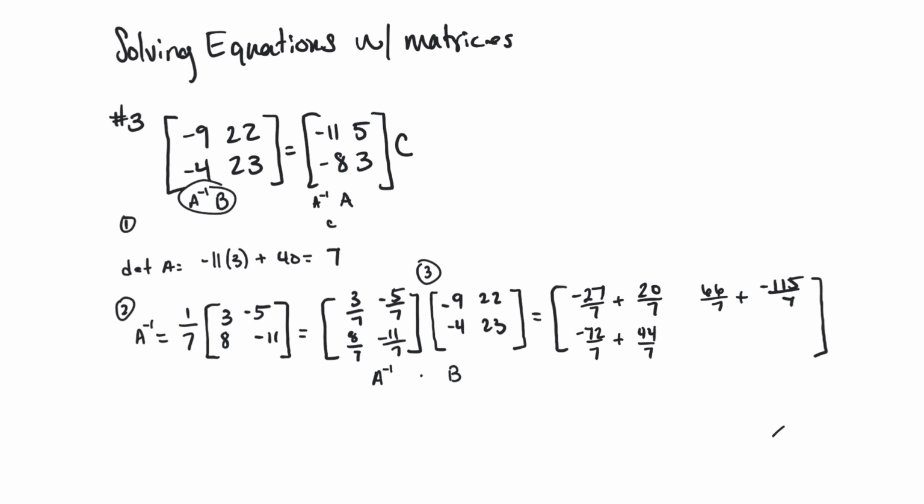So 8/7 times 22 is going to give me 176 over 7 plus negative 253 over 7. And when I simplify all of that, we're going to get the following. We'll get negative 1, negative 7, negative 4, and negative 11. So this would be kind of the fourth part I'm looking for.